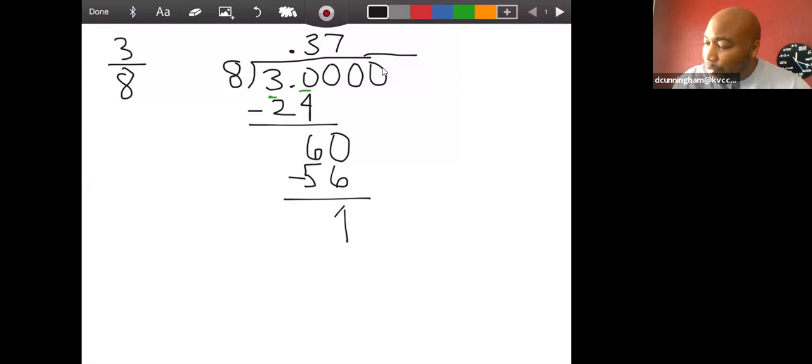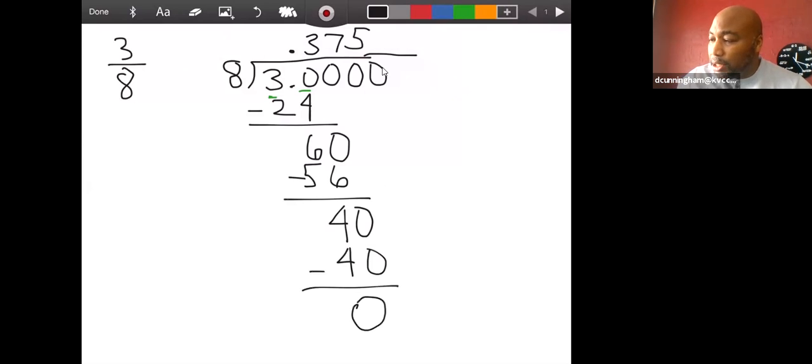Subtract, this would be a 4. Now we bring down the 0. Now, let's see what number we can use for that. It would be 5. 5 times 8 is 40. Subtract, and we end up with a 0.